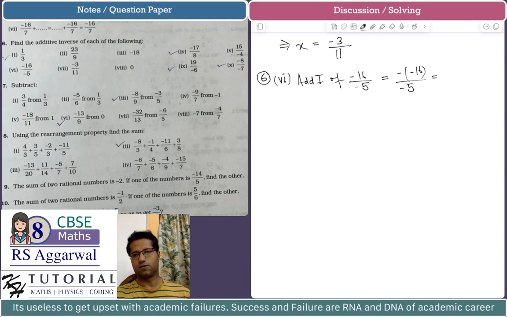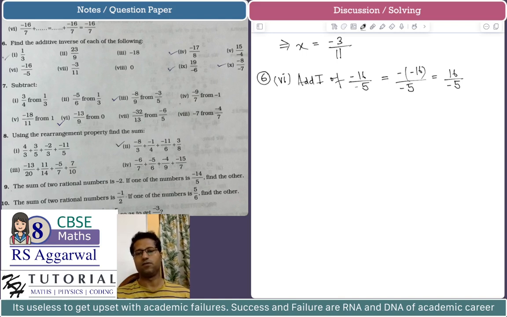Now what is minus of minus 16? This is 16 by 16. So it is 16 by minus 5. Now always, whenever you are finding a result of a rational number, always at least make the denominator positive.